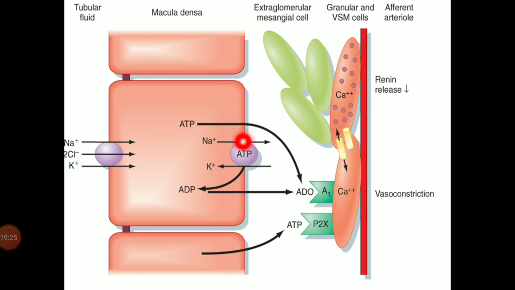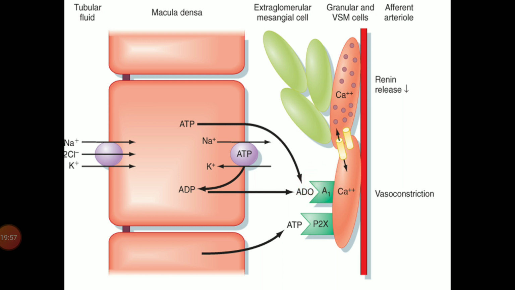So when this swelling occurs, the stretching of this cell will occur, and then these mechanosensitive channels for the adenosine will open, and the adenosine will be released into the interstitium. This adenosine has its receptor in the smooth muscle present in the afferent arteriole. Now, when this adenosine acts on its receptor, that is the A1 receptor.